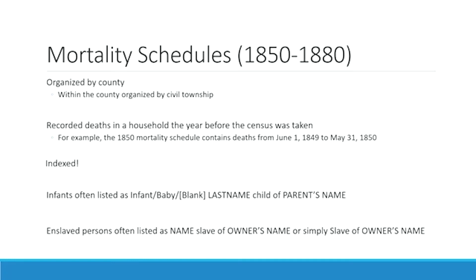The other kind of really cool thing is the mortality schedule is the one main place where the actual names of enslaved persons are often listed, although not always. So enslaved persons are often listed as name, slave of, owner's name, but sometimes they are just listed as slave of, owner's name.